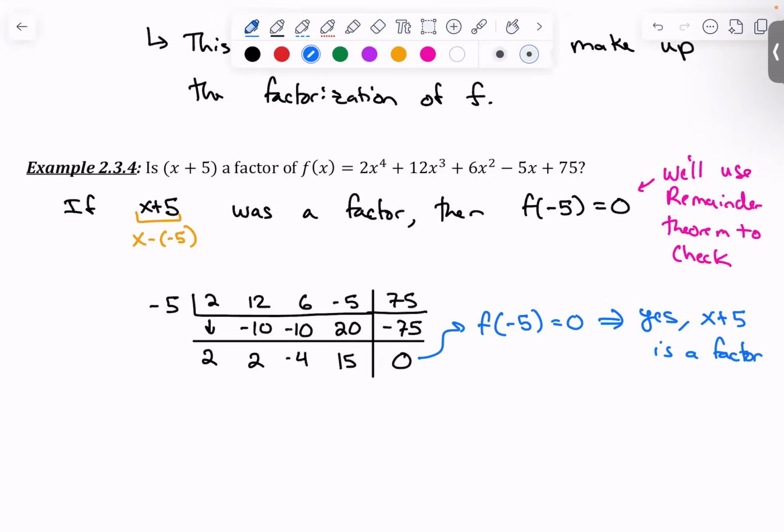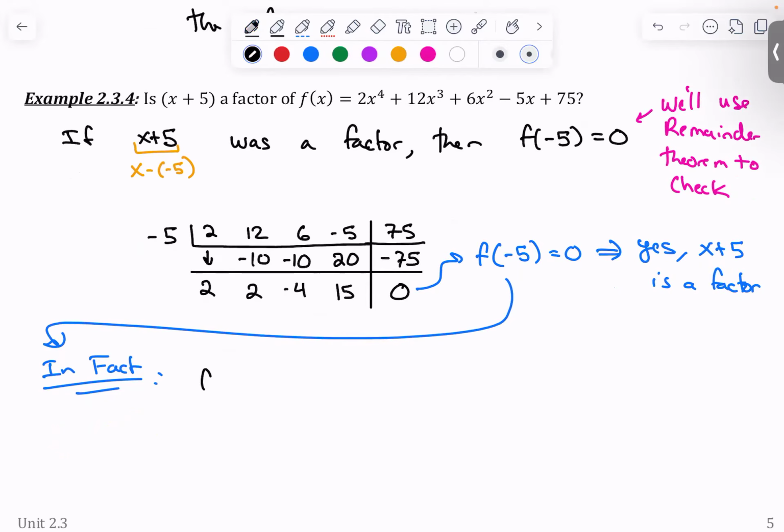Because f of -5 equals 0, that means that it is a root or a 0 of the function, meaning that x plus 5 is a factor. And in fact, this is the reason why I wanted to mention this. In fact, f of x could be rewritten as x plus 5 times 2x cubed plus 2x squared minus 4x plus 15.